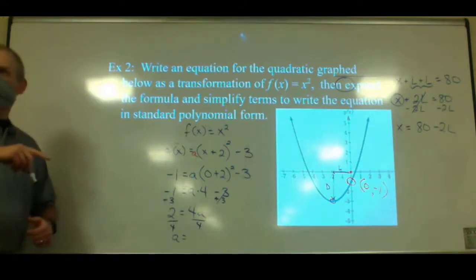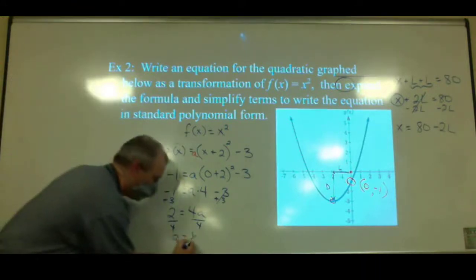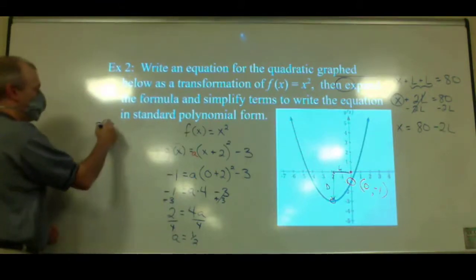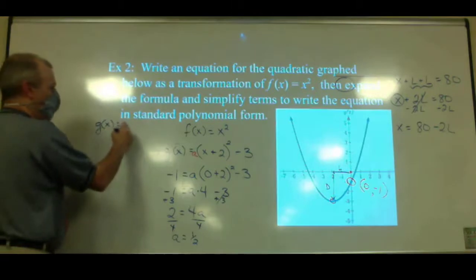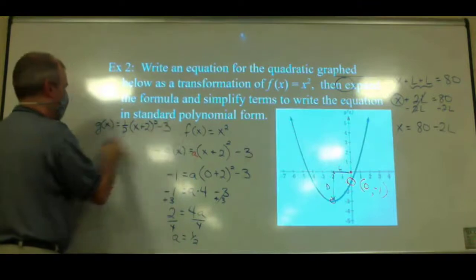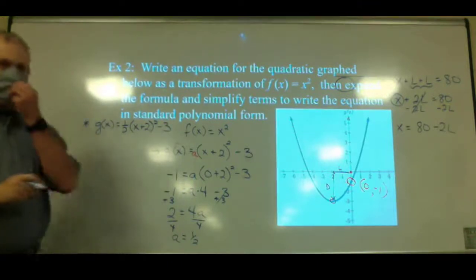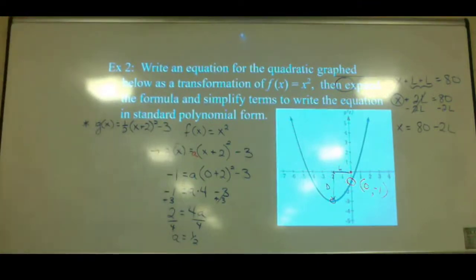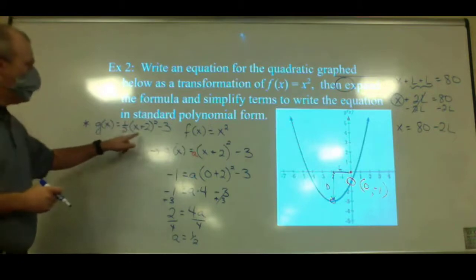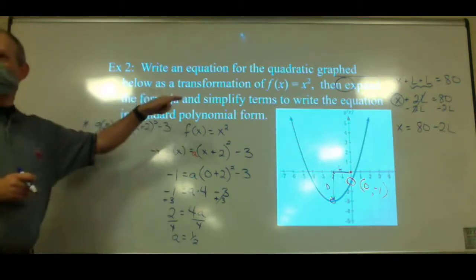2 divided by 4? A half? So that means our equation, if we go back to here, is g of x equals 1/2 times (x plus 2) squared minus 3. Now that is in what we're going to call our transformation form, or vertex form, because we can see where the vertex got moved, and we can see all the different transformations that happened to it. But the last thing that they asked us to do is to actually multiply this out and put it in standard form.